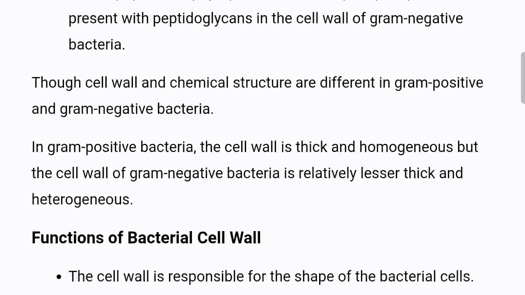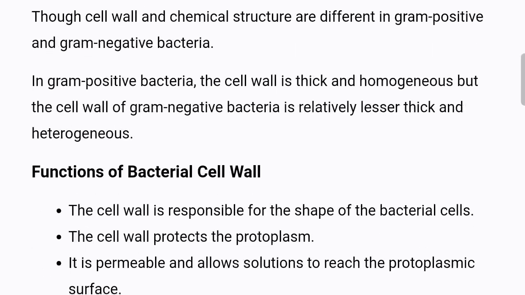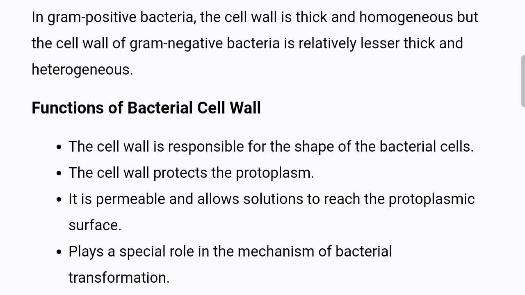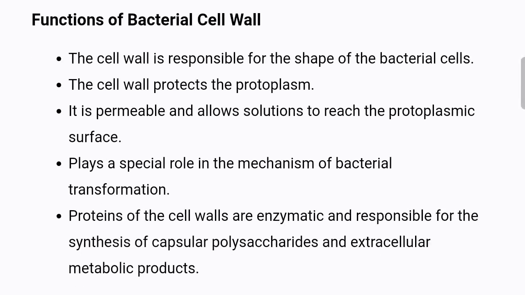The cell wall and chemical structure are different in gram-positive and gram-negative bacteria. In gram-positive bacteria, the cell wall is thick and homogeneous, but the cell wall of gram-negative bacteria is relatively less thick and heterogeneous. Functions of bacterial cell wall.